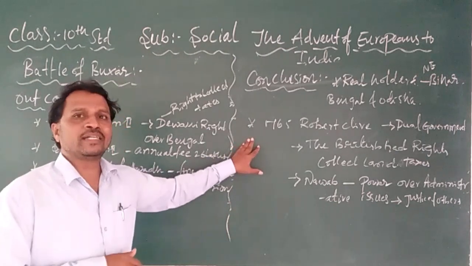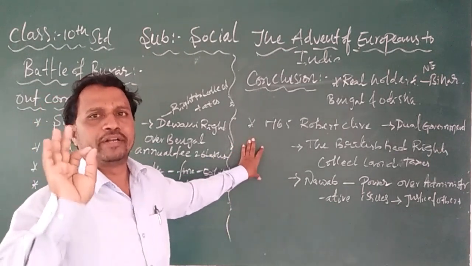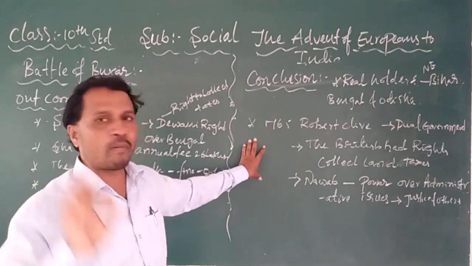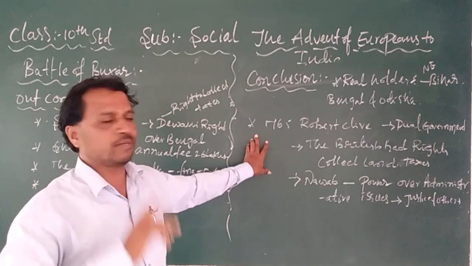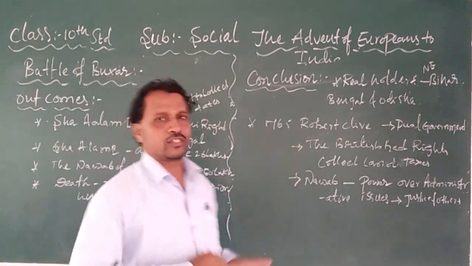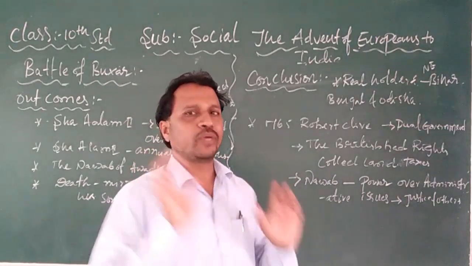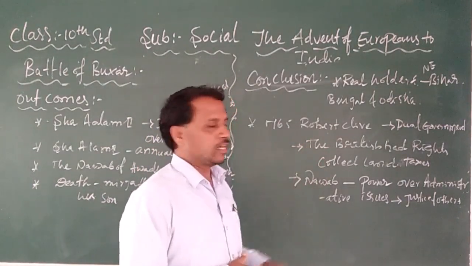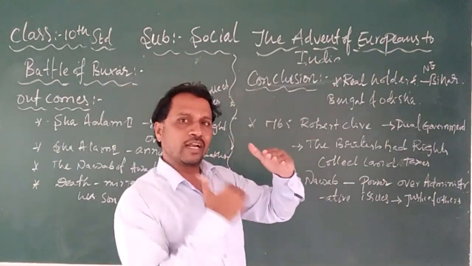And then in 1765, one concept was brought by the British Governor Robert Clive. In 1765, Robert Clive brought a system, the dual government system. What is the concept of the dual government? Let's see. In the dual government, one government does one thing, and the second government does another.